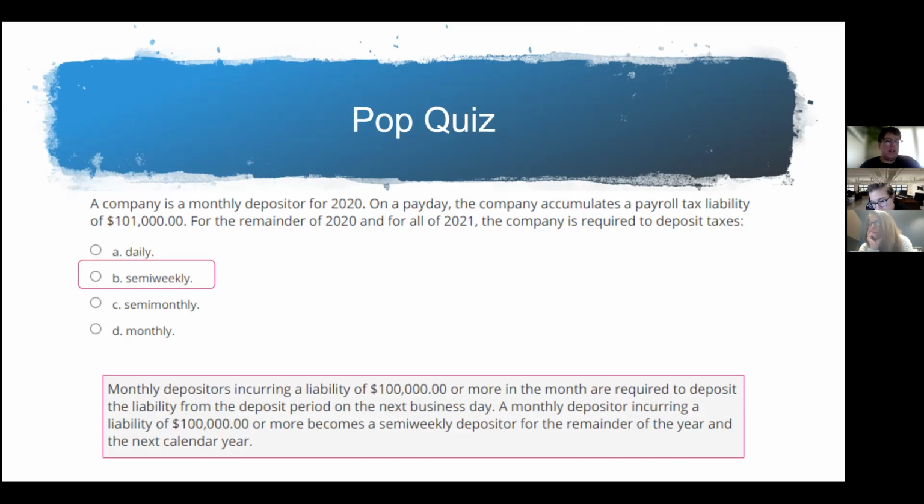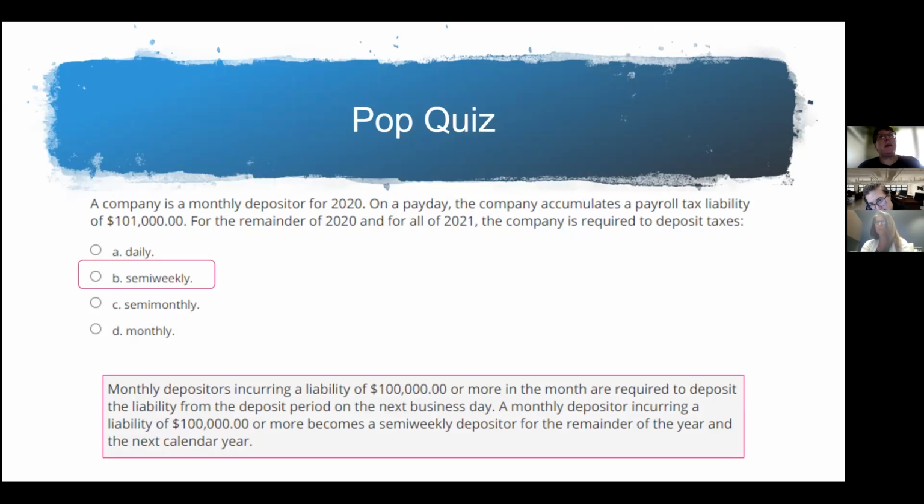You said semi-weekly, you are correct. We just went over this. Monthly depositors, including a liability of $100,000 or more in the month, are required to deposit the liability by the next business day. A monthly depositor, including a liability of $100,000 or more, becomes a semi-weekly depositor for the remainder of the year and for the next calendar year.